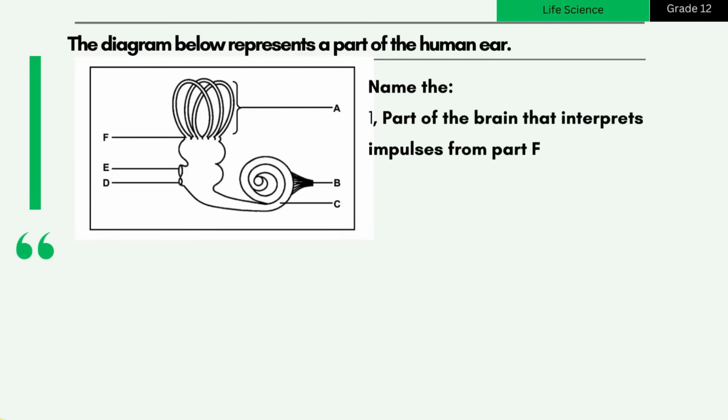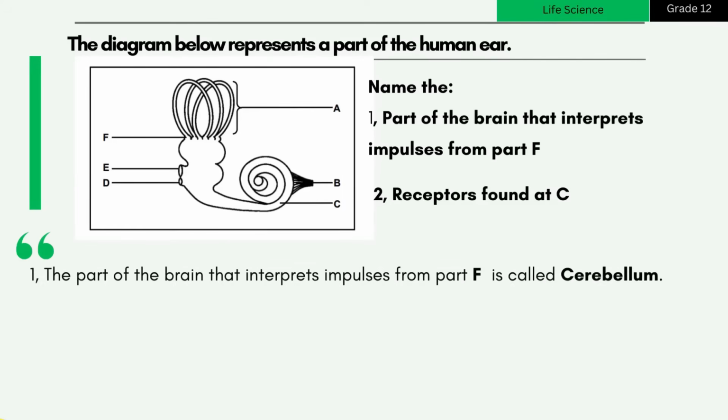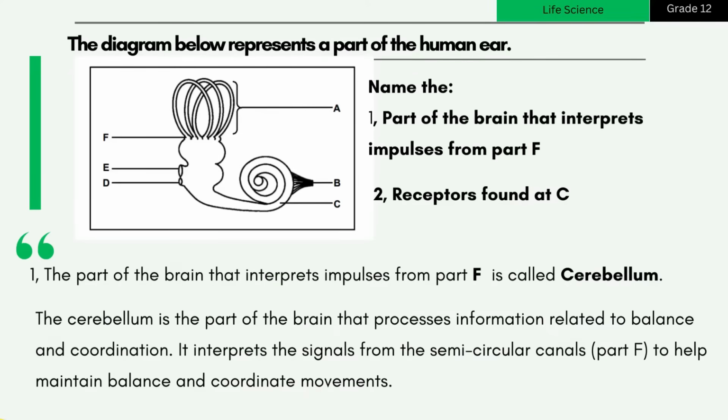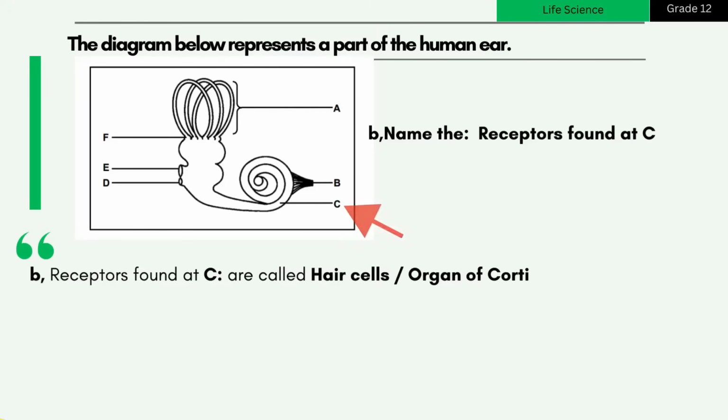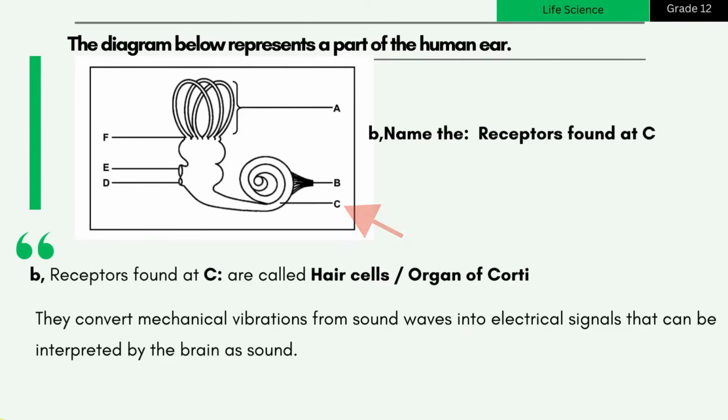Question. Name the 1. Part of the brain that interprets impulses from part F. 2. Receptors found at C. 1. The part of the brain that interprets impulses from part F is called cerebellum. The cerebellum is the part of the brain that processes information related to balance and coordination. 2. Receptors found at C are called hair cells, organ of Corti. They convert mechanical vibrations from sound waves into electrical signals that can be interpreted by the brain as sound.